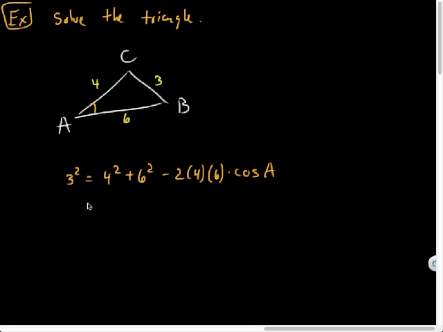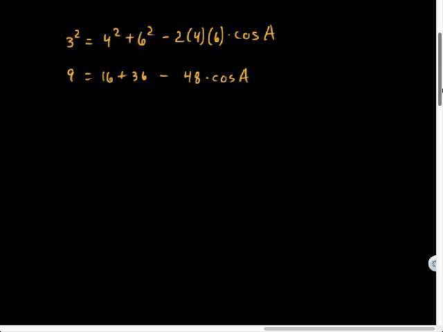So let's simplify this. That's 9 equals 16 plus 36 minus 2 times 4 is 8 times 6, 48. Whew. I always get scared on that one. Times cosine A. So 9 equals 16 plus 36. Let's see, that's going to be 52, is it?